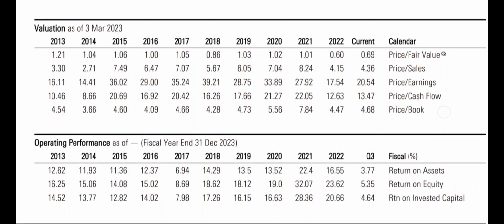And here, the last one is the return on invested capital. See, from 2013 it is 14, 15, 13, 12, 14. Only under 10 is the year 2017, like before the trouble in 2018. Then it goes back again 17, 16. So the return on invested capital is still above 10%.